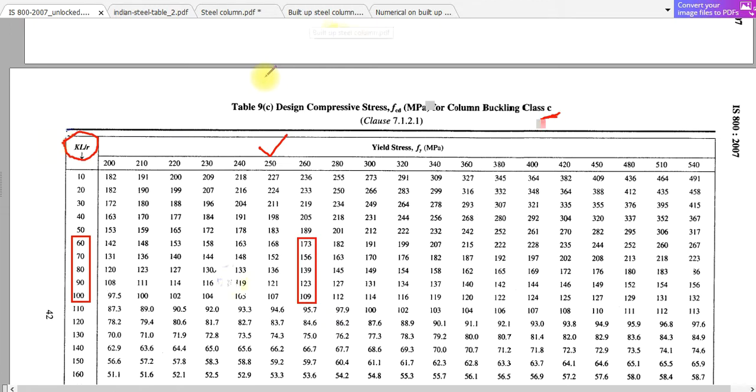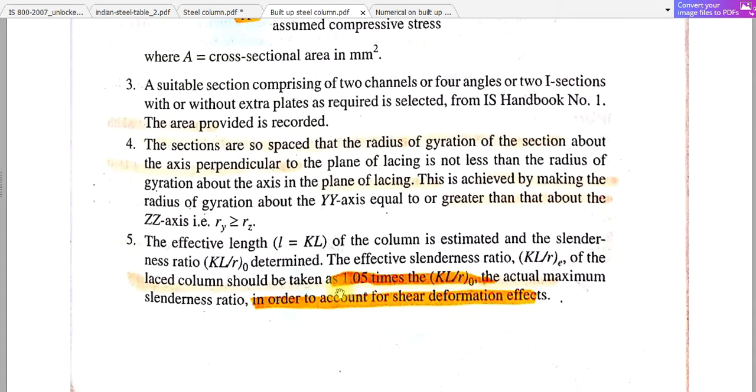the effective length. If you read this, the effective length of the column is estimated and the slenderness ratio is determined. The effective slenderness ratio KL by r in suffix e of the laced column should be taken as 1.05 times KL by r overall, the actual maximum slenderness ratio, in order to account for shear deformation.